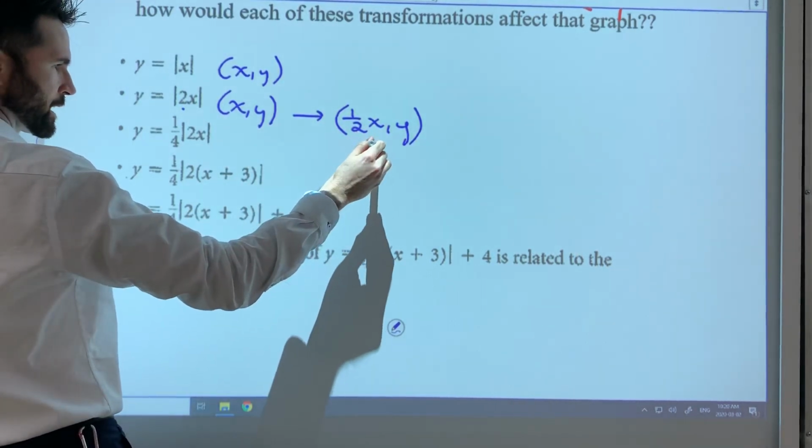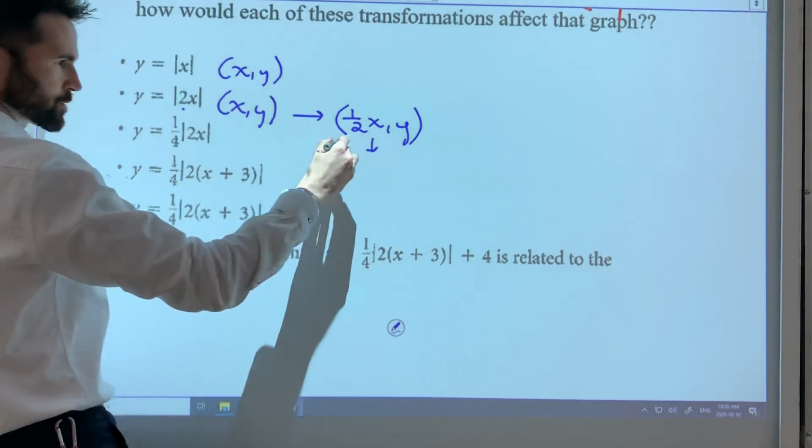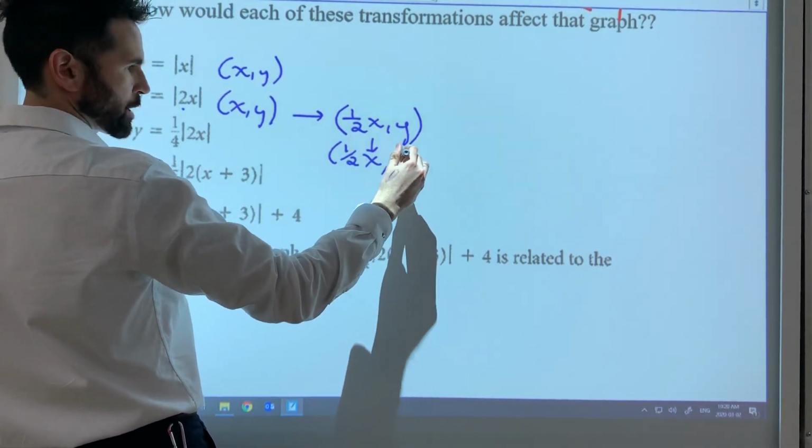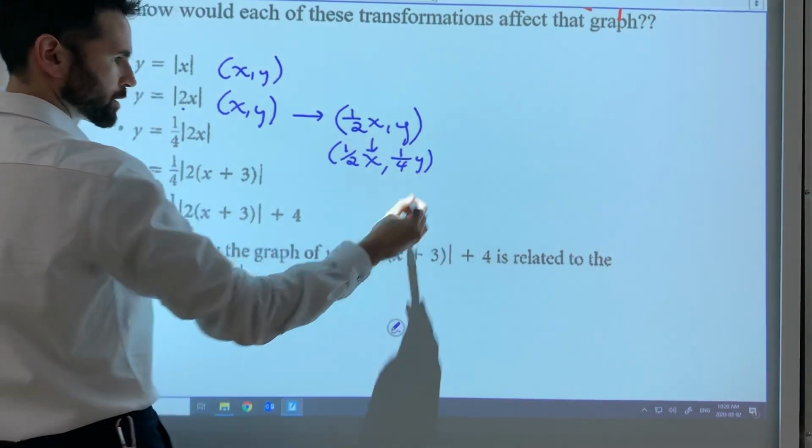I'm just going to go down. So I'm going to add this transformation on. It doesn't do anything to the X's, but it does make my Y values get multiplied by 1/4.